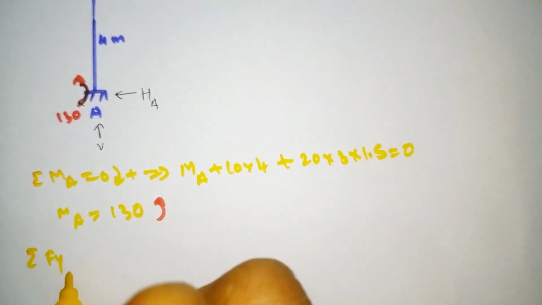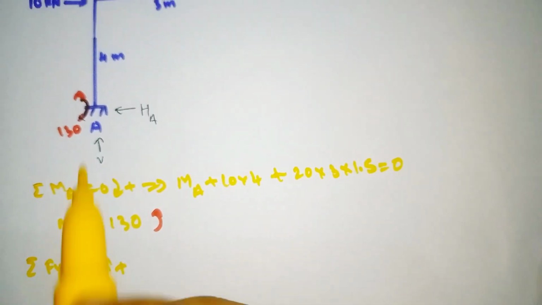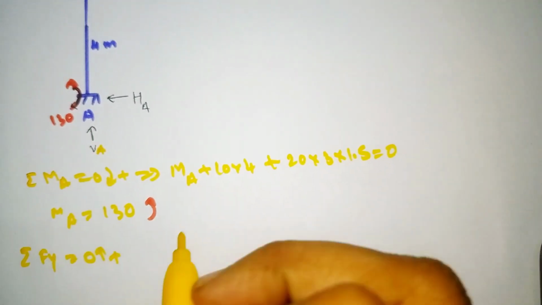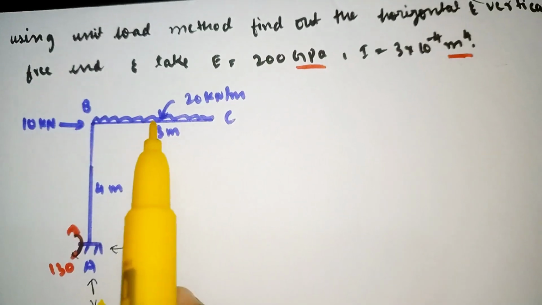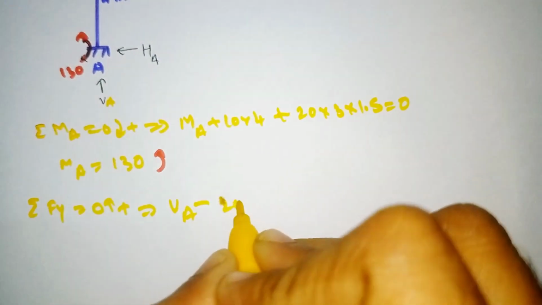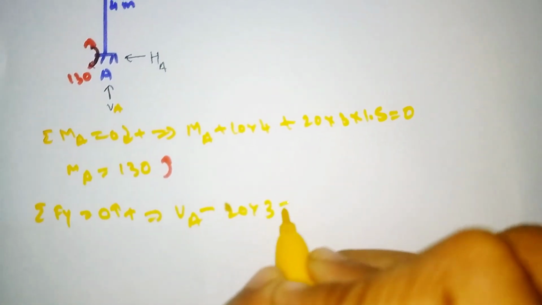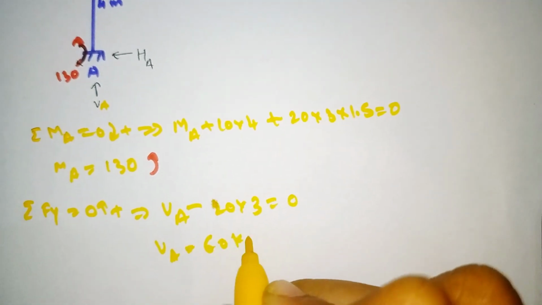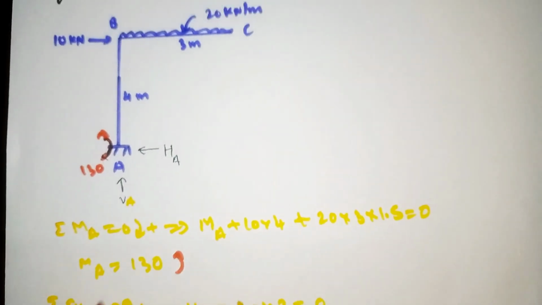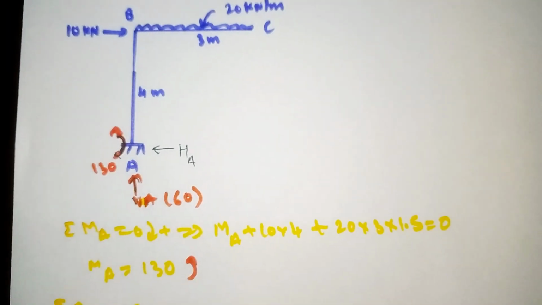Summation of all the vertical forces is equal to 0. Upward we need to take the positive. Here VA is moving upward, we need to take the positive. VA minus, if you convert UDL to point load, it comes downward. So 20 into the distance of 3. So minus 20 into 3 is equal to 0. Solve it. VA will come out as 60 kilonewton. It is moving upward. So whatever the direction we have taken for VA is correct, upward. VA is upward. It has the intensity of 60 kilonewton.